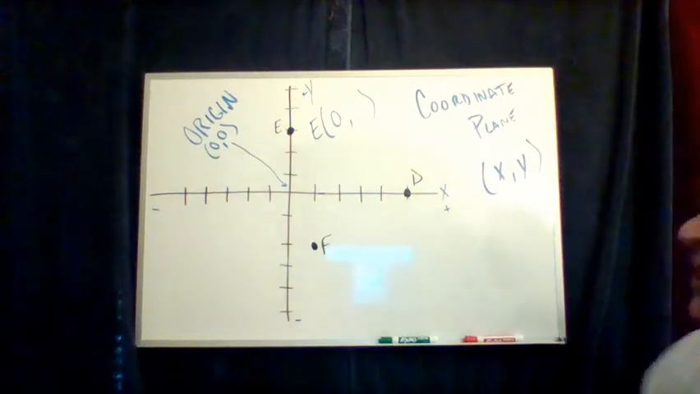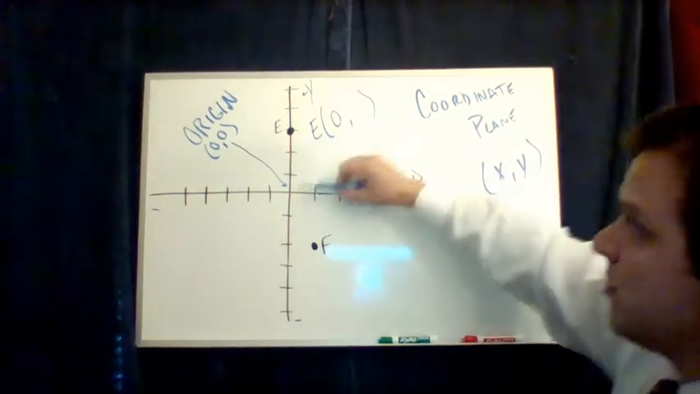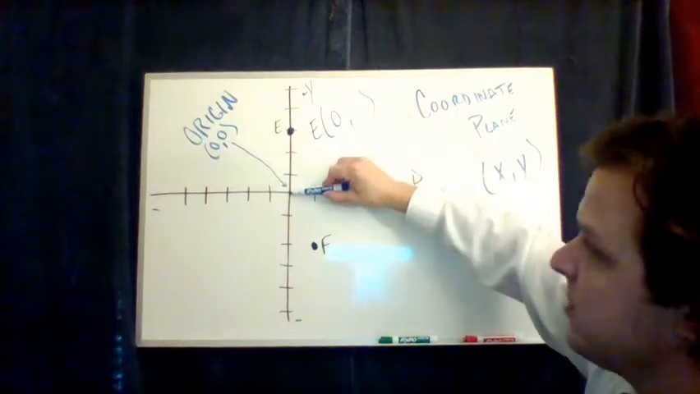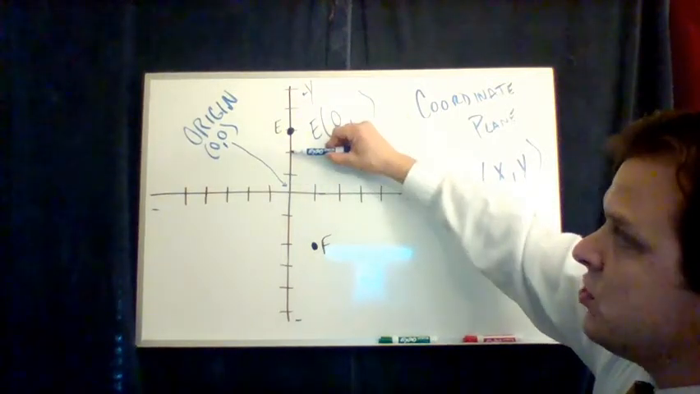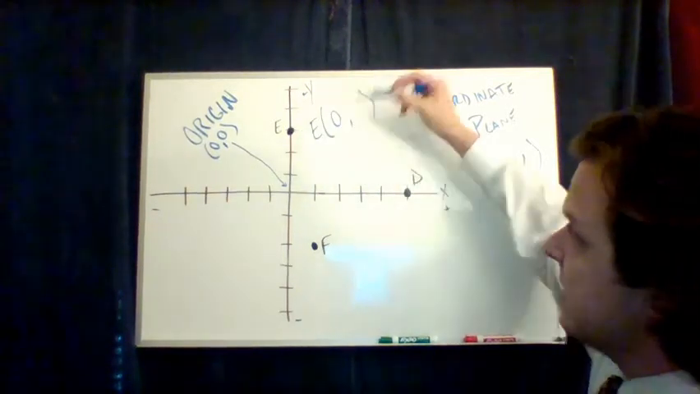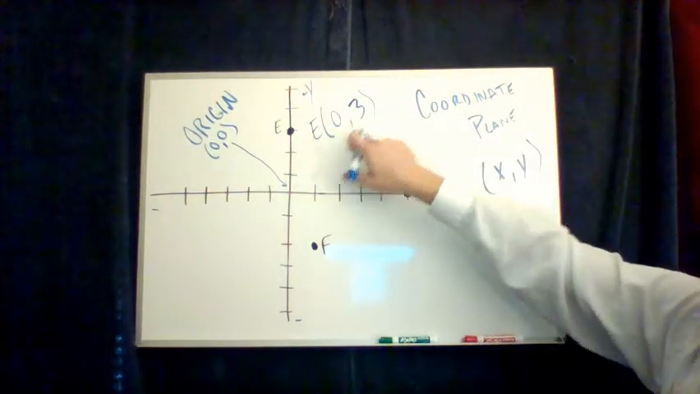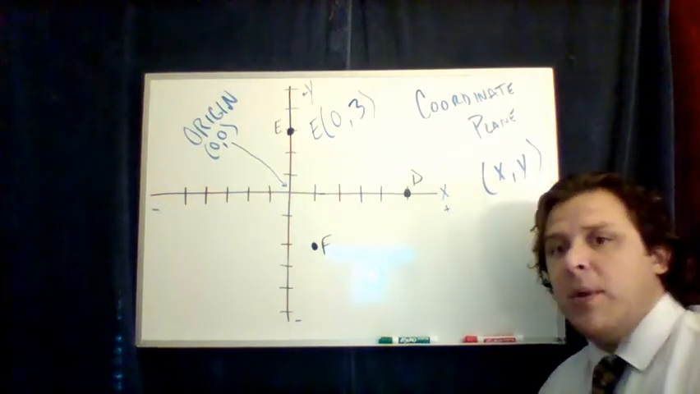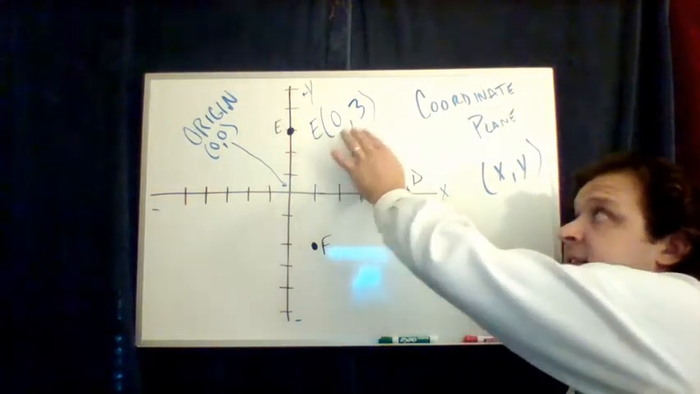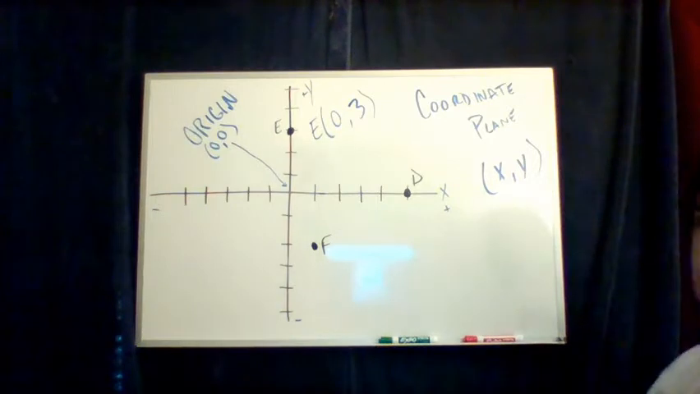Okay. Now, to find the y value, we're just going to count up to the y. So we go up 1, up 2, and up 3. So it's a positive. We're going up. E is the point 0, 3. Okay, that's how we write it. We write E, parentheses, 0 comma 3, parentheses.